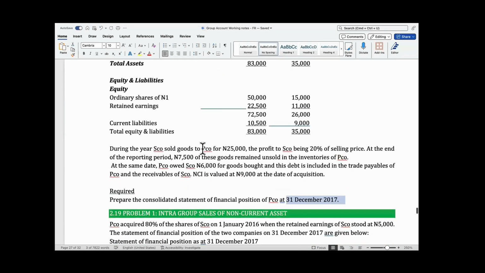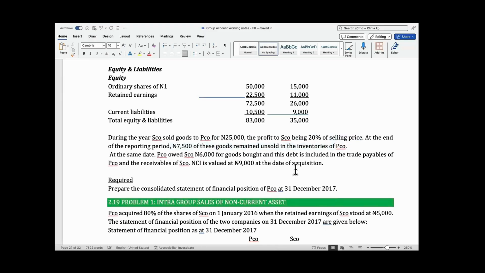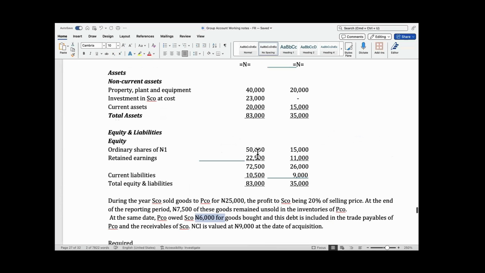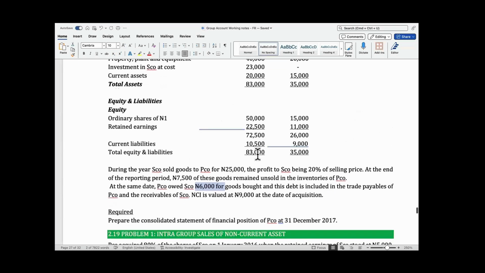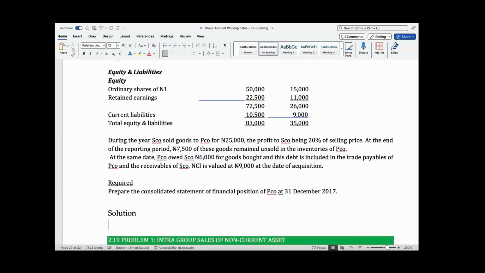Okay, the only thing here is there are intra-group sales of goods by ESCO. Out of these sales, ESCO made a profit of 20% of selling price, and only 7,500 of these goods remain unsold. And additionally, there is 6,000 in their account. Let me check the 6,000. Okay, they didn't separate it. But I know that we need to eliminate this 6,000 from the payables and receivables of the two of them. We need to remember to do that, otherwise we will lose some marks.